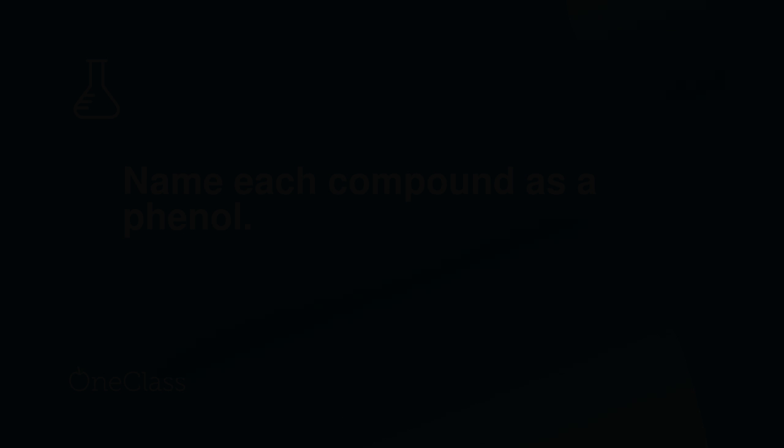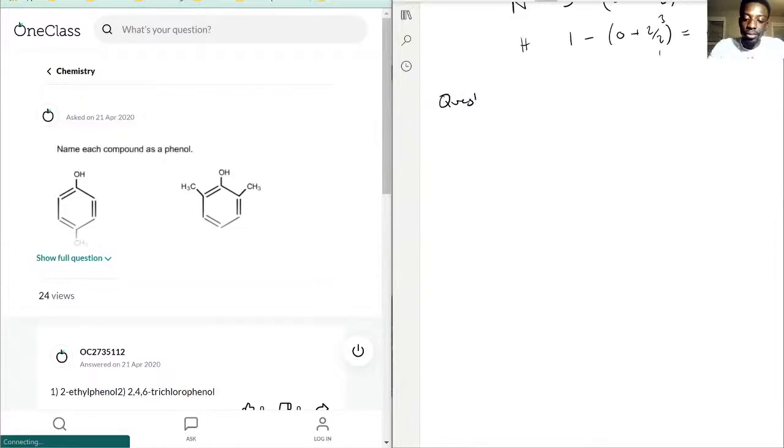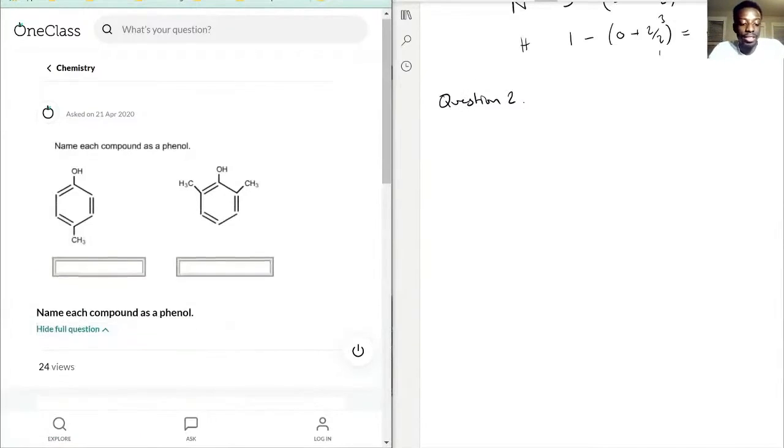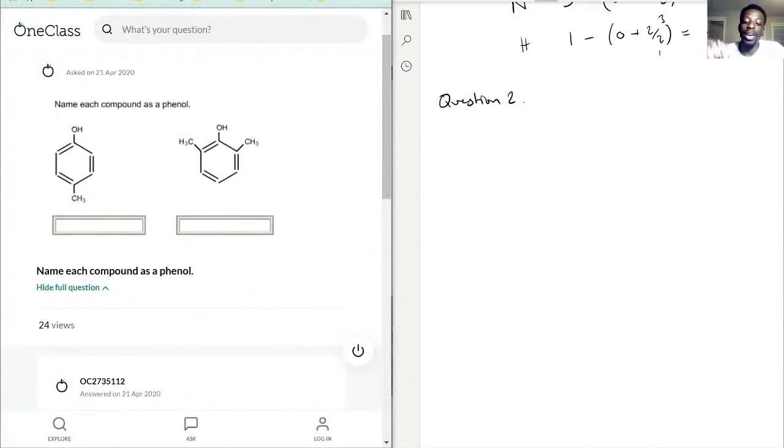Question 2. Hopefully you can read that. This question is asking us to name each compound as a phenol. That seems quite wordy, but we'll break it down and understand what exactly a phenol is.